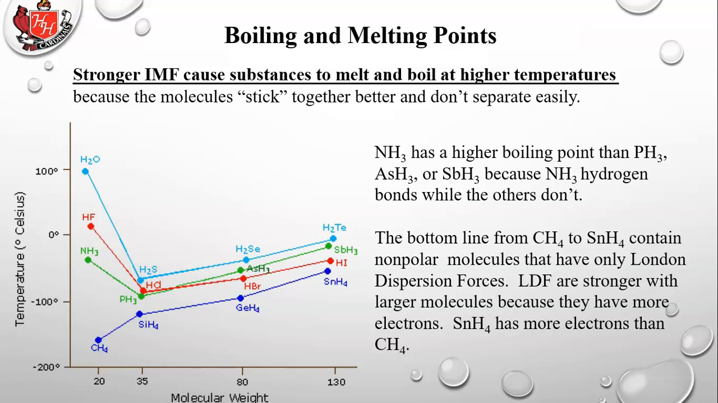And again, go back to lesson 1 and listen to the part on London dispersion forces, and that will explain that you can actually have some pretty strong bonds with London dispersion forces, but they are considered to be the weakest of the 4 types of intermolecular forces.